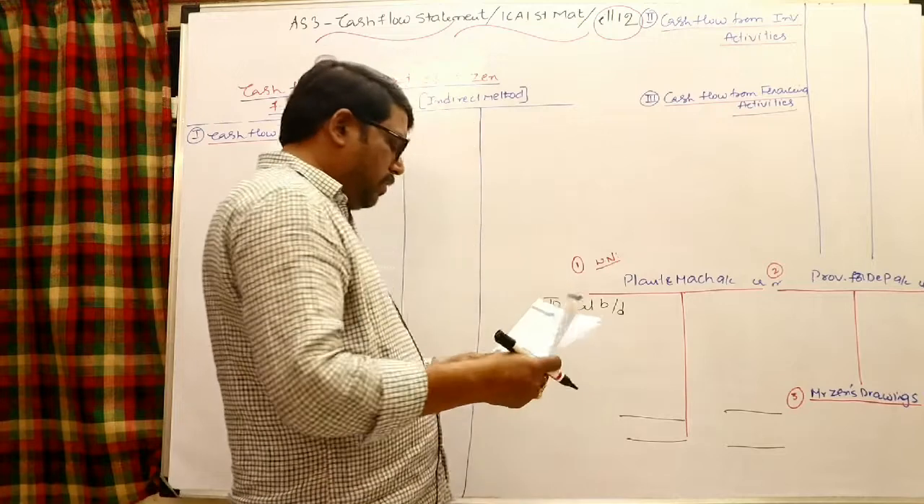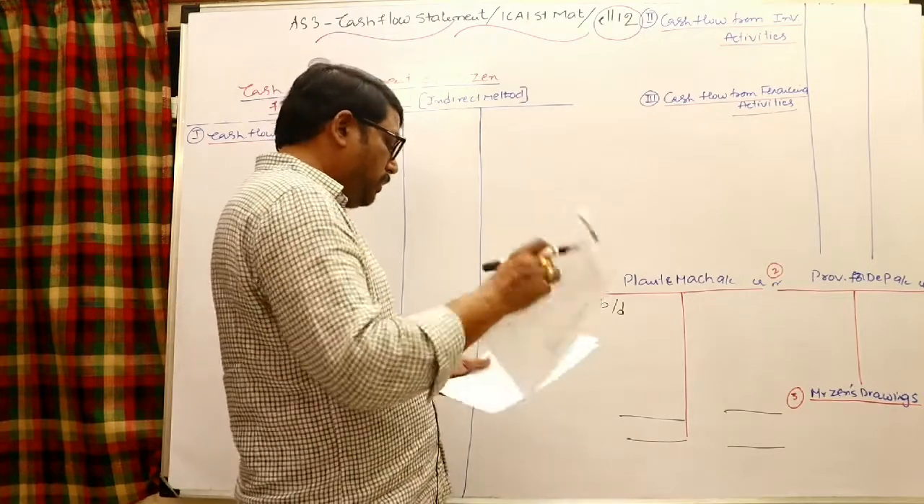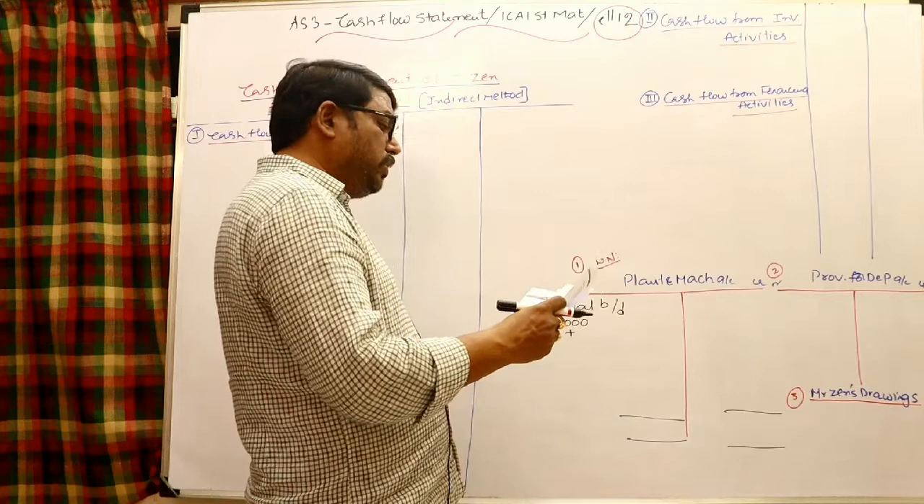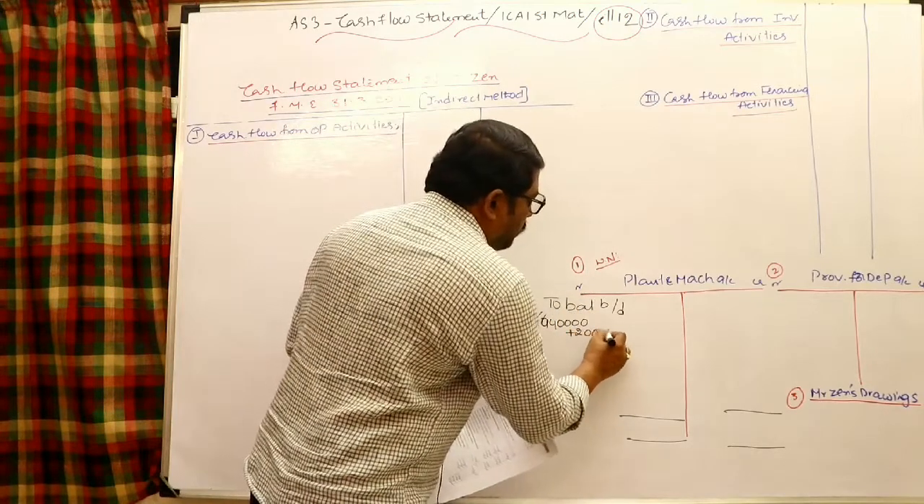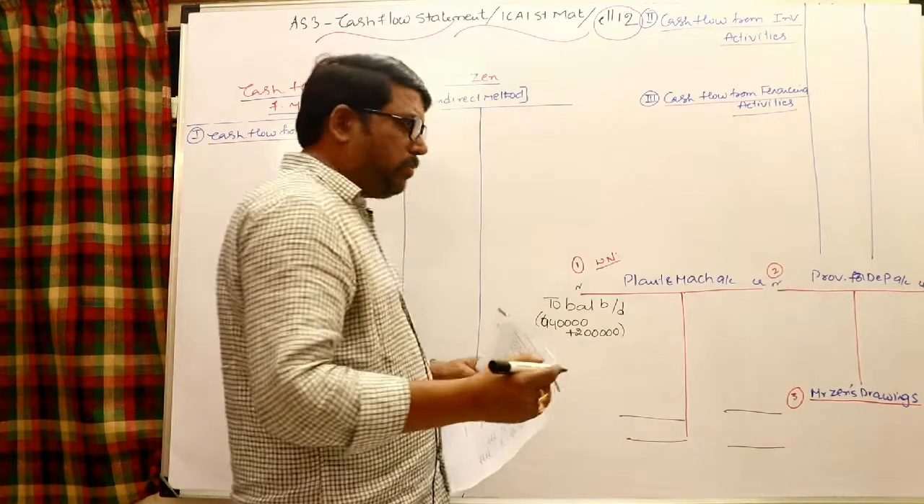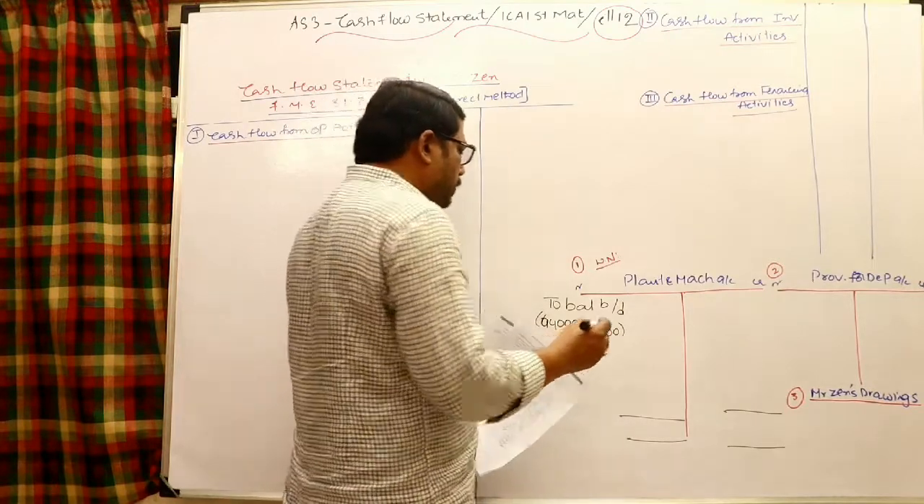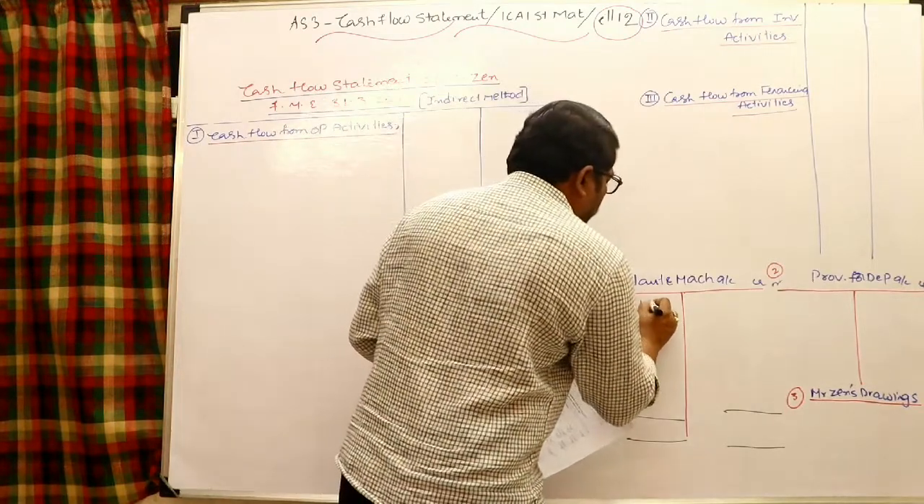It is 6 lakhs 40,000 plus provision for depreciation. In the beginning, it was 2 lakhs. Add back the provision for depreciation, then it comes to the cost price, 8 lakh 40,000.